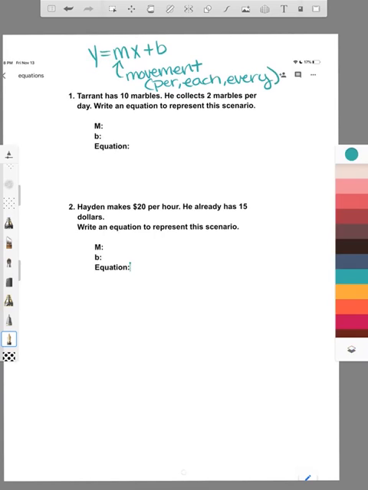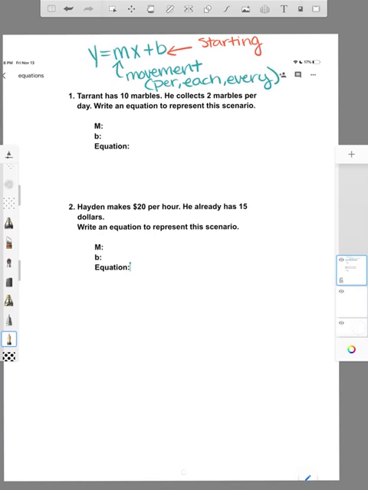All right, the next one, or the b value, is going to be your starting point. So once you identify your m and your b, you're simply going to fill those into those 2 spots. So your equation may end up being something like y is equal to, and if your m value is 3, you'll put 3 where m is. And if your b value is 7, you'll put 7 where b is. So it could be y is equal to 3x plus 7.